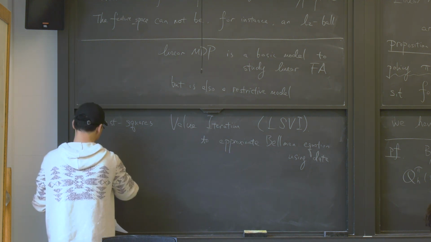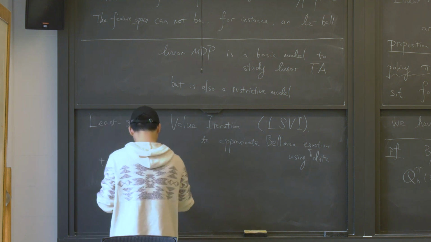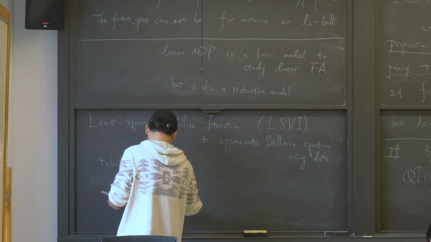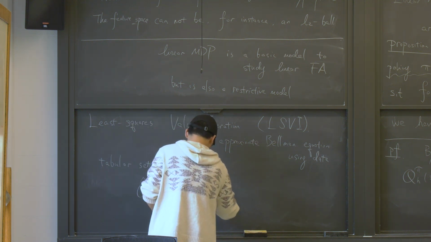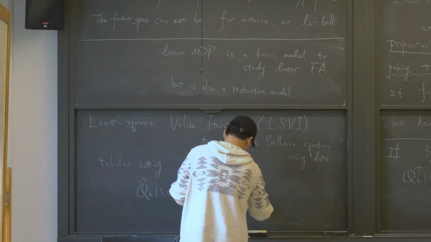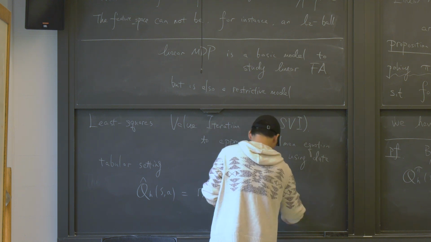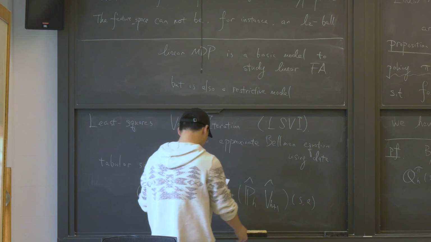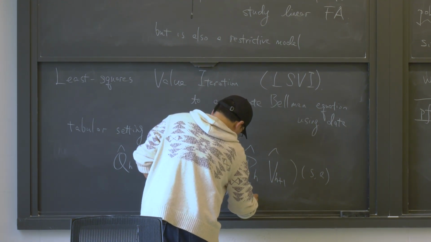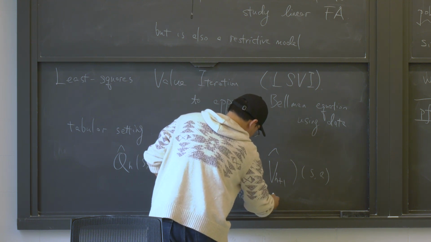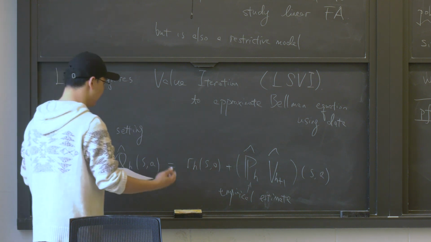Recall that in a tabular setting, when we have samples instead of the real transition, we have Q hat equal to R_h(s,a) plus P hat V hat. This is an empirical estimate, obtained by counting how many times we observe the next state s prime given the specific (s,a) pair.